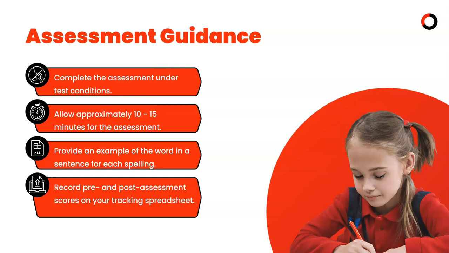So some just final guidance before you get started. Just complete the assessment under test conditions. Allow approximately 10 to 15 minutes for the assessment. If you can, provide an example of the word in a sentence for each spelling, and then record your pre and post assessment data on your tracking spreadsheet before you upload it onto the platform. So the next steps will be to download the protocol, to download the resource folder, and then start your trial wizard.